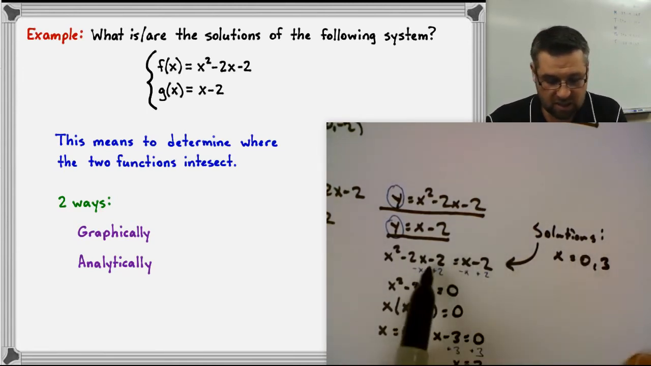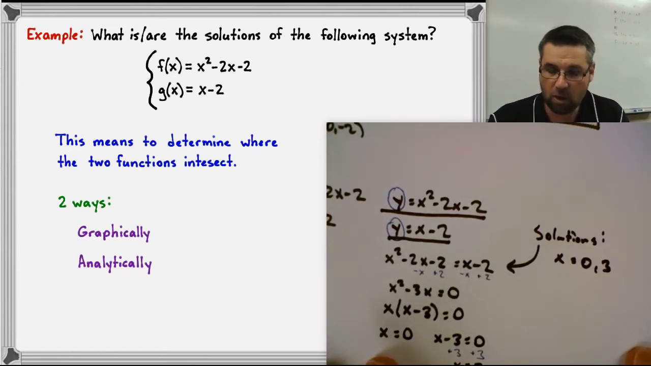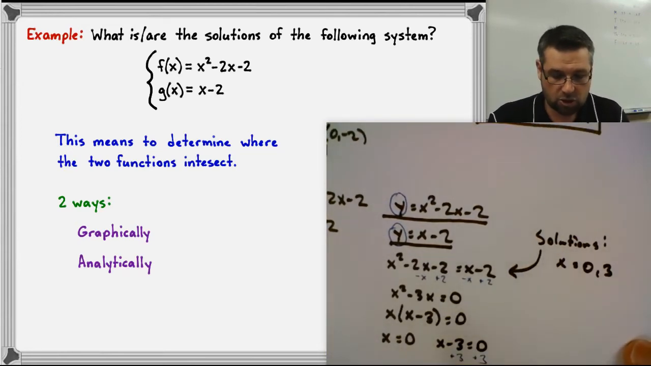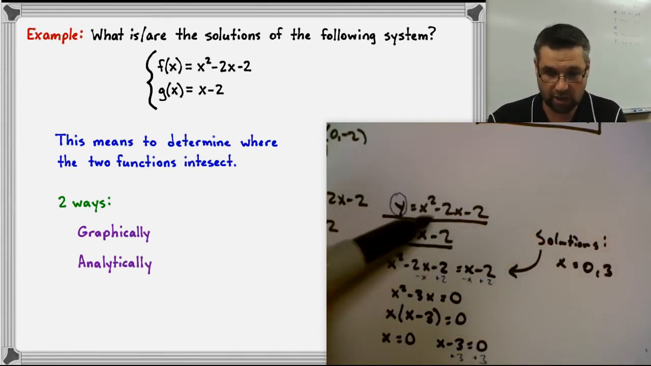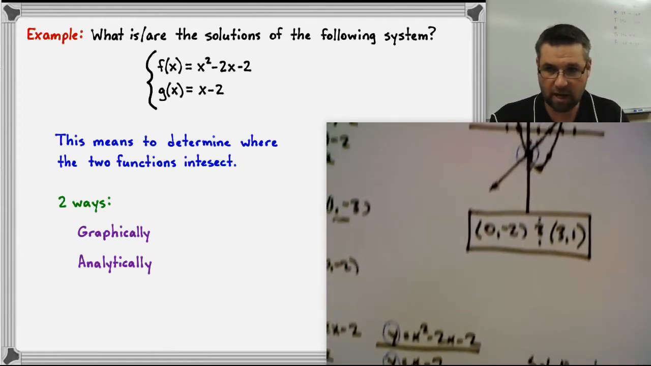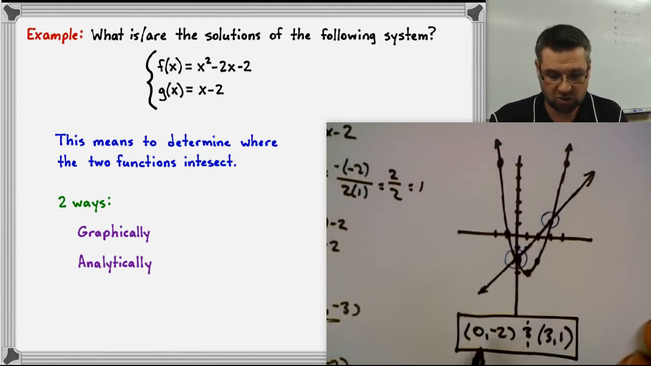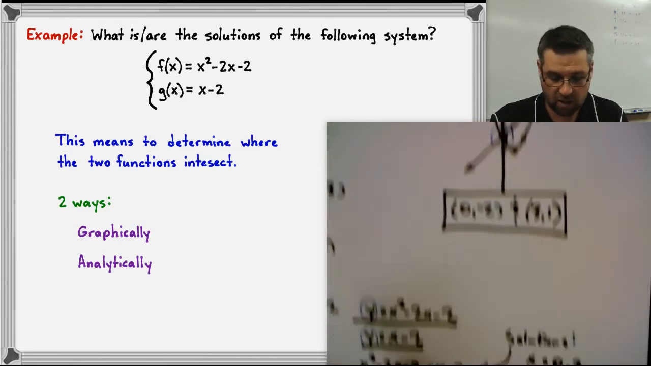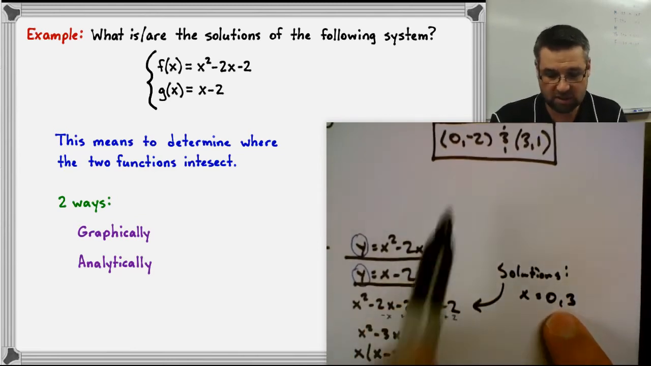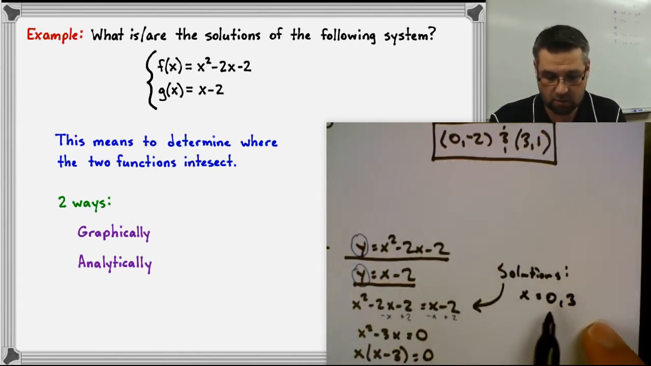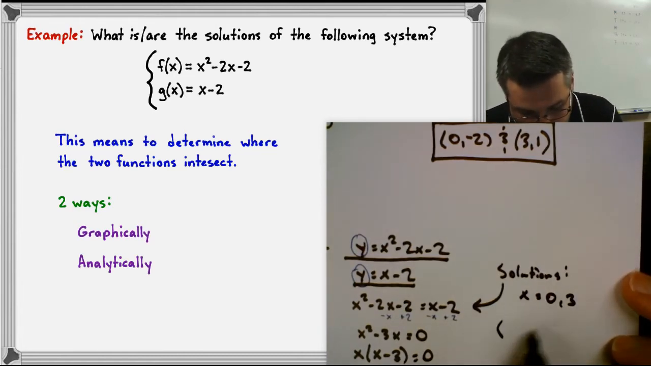These are the solutions to this equation. I want to know the solutions to this system of equations. Well, let's take a look back at our answer from our graph. Notice we got coordinates, one coordinate and another coordinate. Well, what did we find? We found the x values. Notice the x values match. x is 0 and x is 3. So what I need to find are the y values.